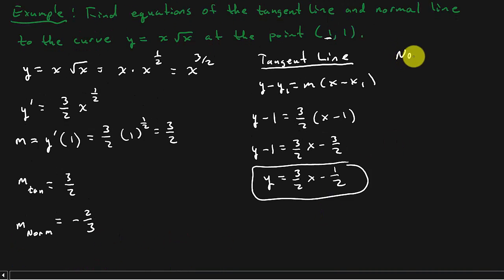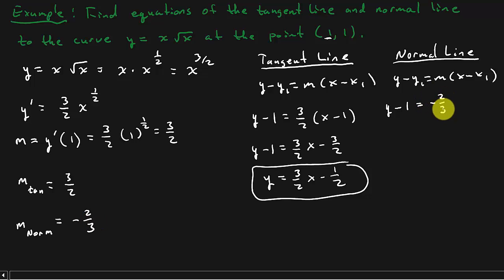Now the equation of the normal line. Once again, y minus y1 equals m times x minus x1. So that's y minus 1 equals m. In this case, m is -2/3, so -2/3 times x minus 1. So y minus 1 equals -2/3 x plus 2/3.